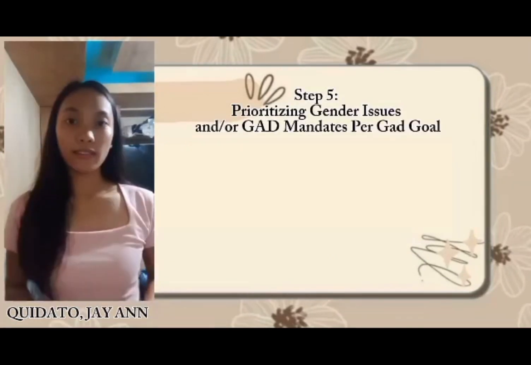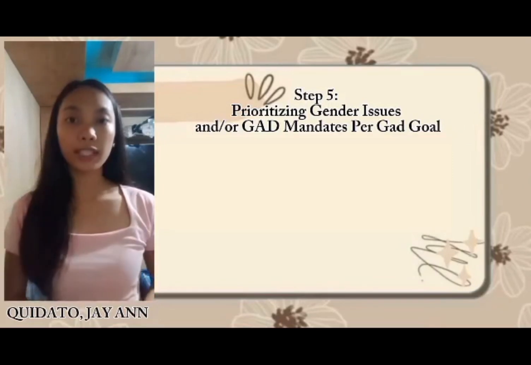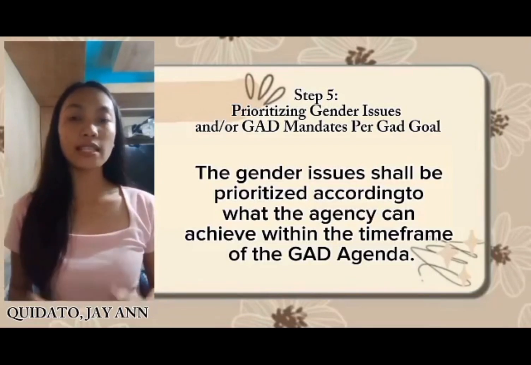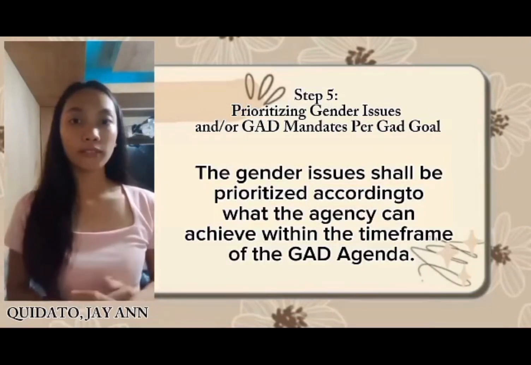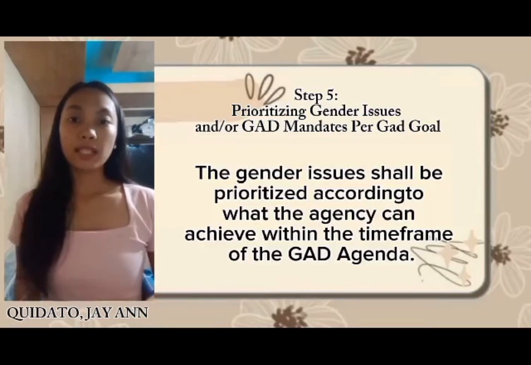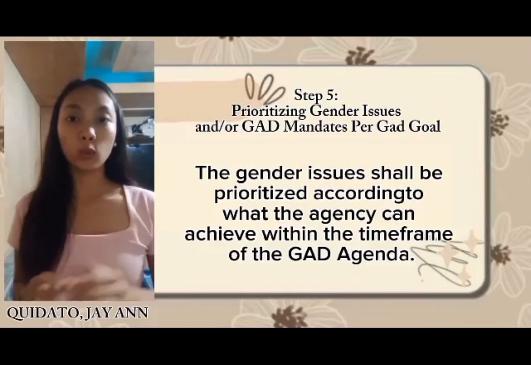Step 5. Prioritizing gender issues and or GAD mandates per GAD group. So the gender issues shall be prioritized according to what the agency can achieve within the time frame of the GAD agenda.